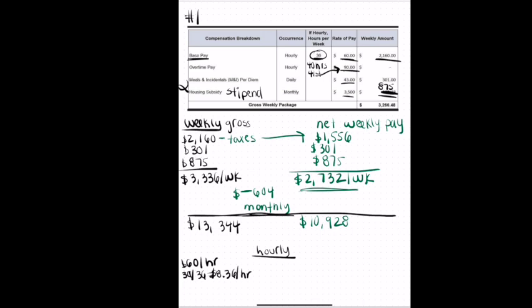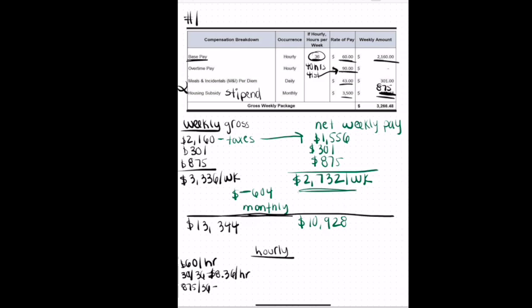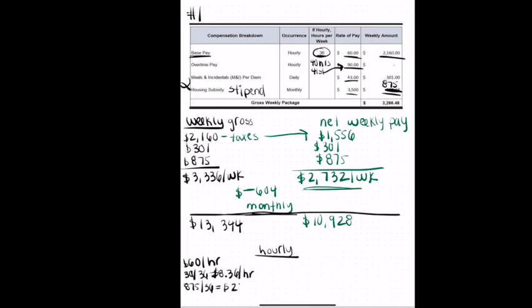And we do the same thing with the housing subsidy. So we divide 875 divided by 36 is $24.30 per hour that you're working. So that's 60 plus 8.36 plus 24.30. That is $92.66 per hour that you're working.